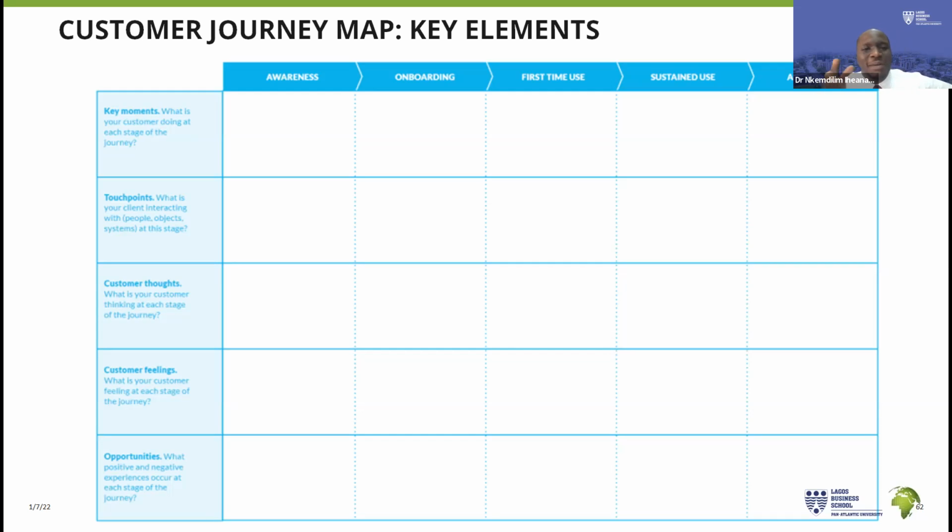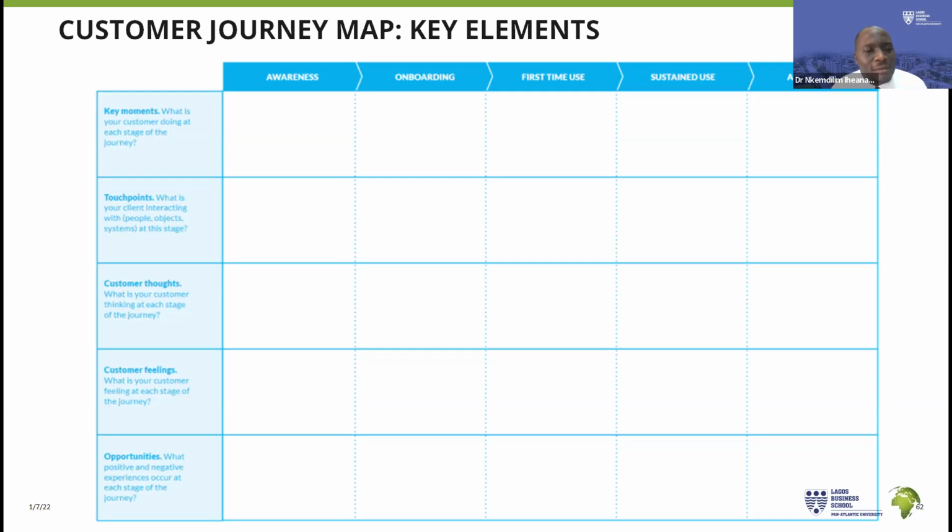So what's the customer doing at the awareness stage? What are the touch points? So how does my institution create awareness for this product? Who are the people? What are the systems? What are the objects? How does the institution ensure that the awareness of this product is complete and that the awareness exists at the various customer touch points that the bank has established? So if, for instance, we're trying to appeal to a religious group, have we created a touch point at their point of worship?